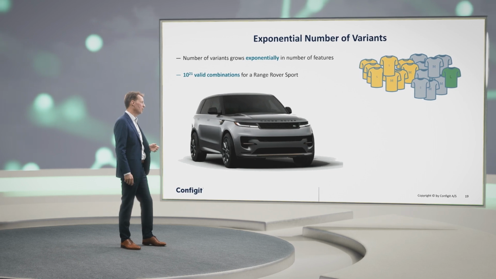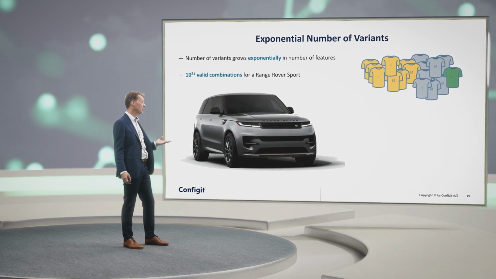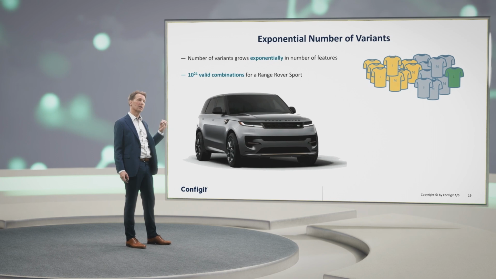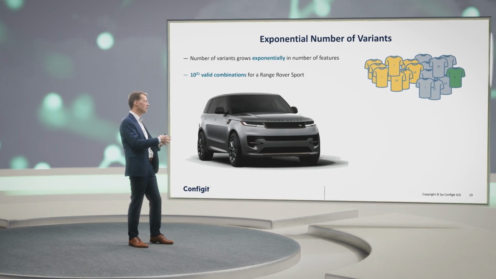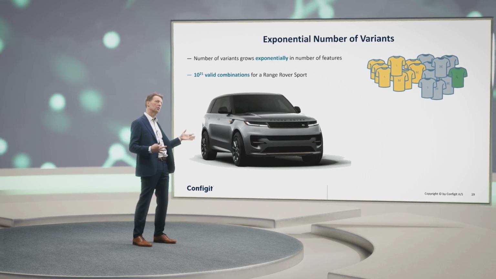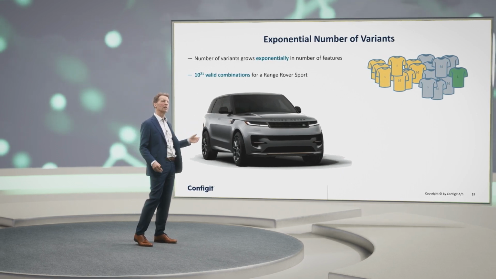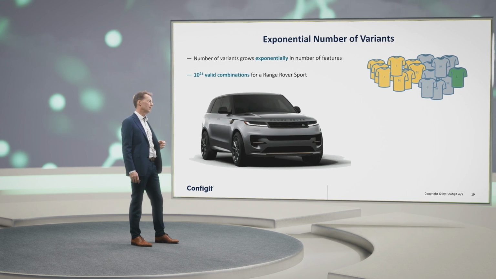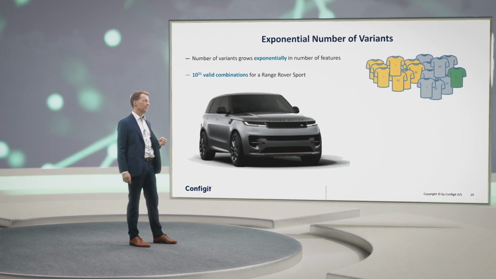Here's a Range Rover Sport, and that you can get in 10 to the 21 valid configurations. There's 10 to the 21 different ways you can select the values for the features that will produce a correct and working car in the end. How do you validate that?